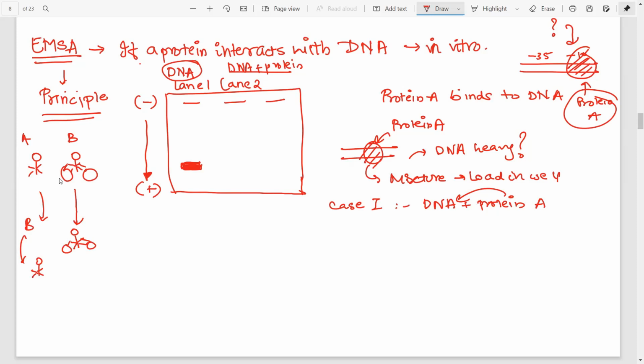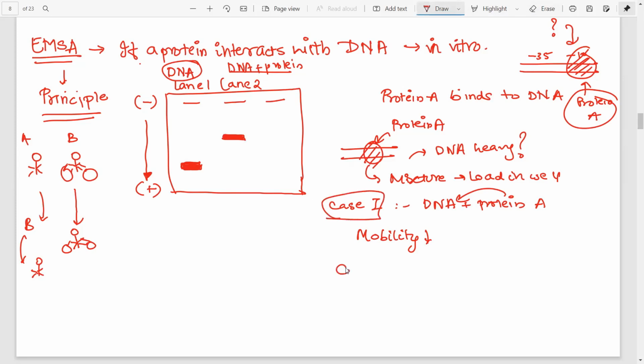A similar thing happens with the DNA. If the protein has bound to the DNA, the mobility of the DNA will decrease. And therefore, you will observe a band slightly higher than when the DNA is run alone. So can you see there is a shift in the band when you electrophorese this DNA? This shift is because of the reduced mobility of DNA due to binding of protein. Therefore, this technique is called electrophoretic mobility shift assay.